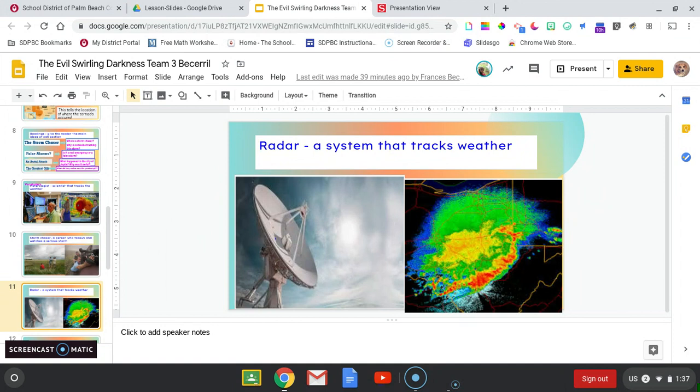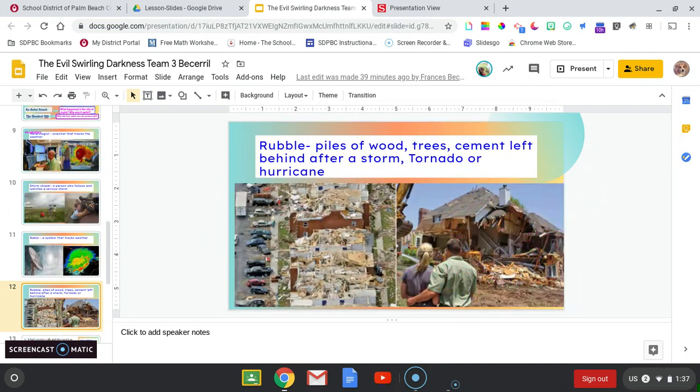Radar, a system that tracks the weather. So if you guys with your parents are ever watching the Weather Channel, most likely you are looking at the radar. And last word, rubble. Piles of wood, trees, cement left behind after a storm, tornado, or hurricane. So here's a couple pictures of some horrible rubble that happened probably after a tornado or a hurricane, because this is a pretty serious looking storm. And this house used to be a house, and now it's just a big pile of rubble.